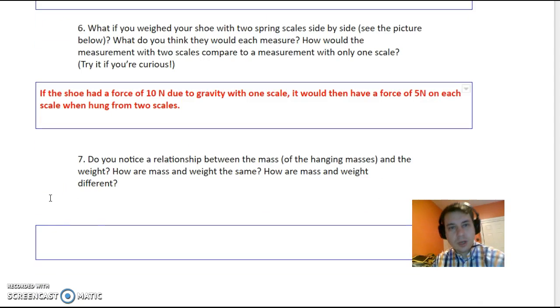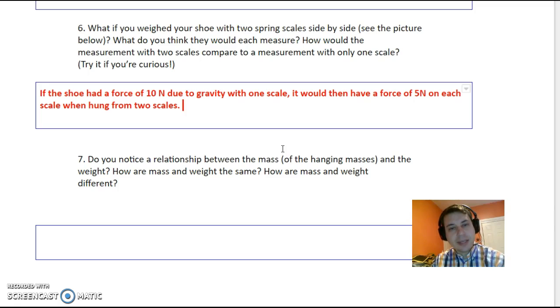If you weighed your shoe with 2 spring scales, one side by side, sorry about the picture, then what do you think would happen to each, and how would the measurement compare to one scale? So let's assume that you had a shoe and you put it on there with one scale, and it had force due to gravity of 10 newtons.